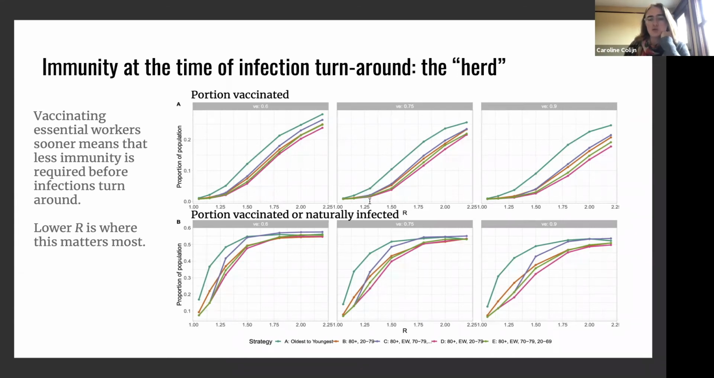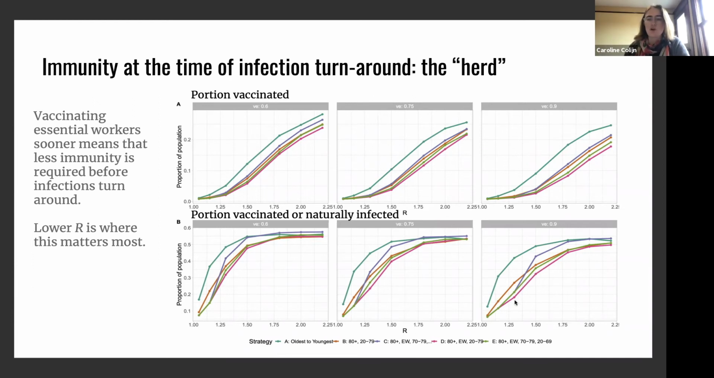At the younger sooner strategies, all of them, doesn't matter which one, these lines are all close. And then as R increases, you do get to this kind of theoretical max. The theoretical 1 minus 1 over R is the total portion that have to be either vaccinated or naturally infected. It kind of looks like that.